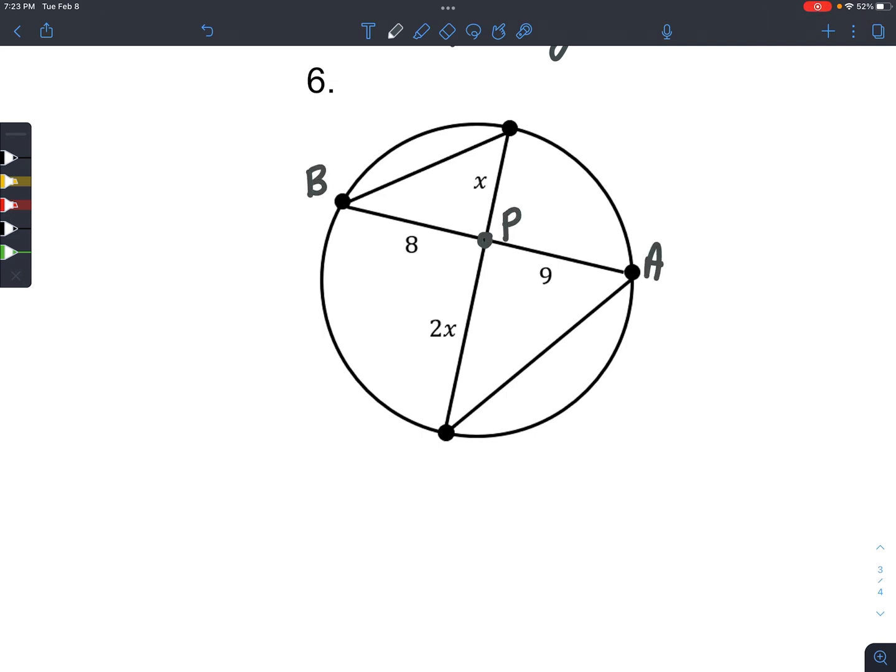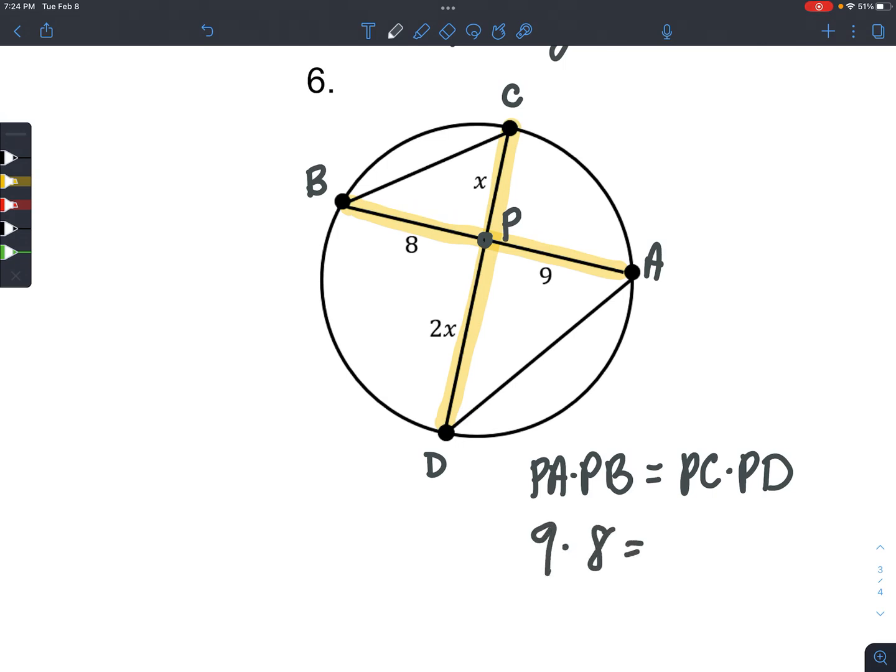where P is inside the circle. So label the points where AB is a line and CD is a line. So don't go around the circle and label them. You gotta say, hey, this is my first segment that I want to pick. Call that AB. This is my second segment. That's CD. Or else the formula won't work. So it's very fragile.